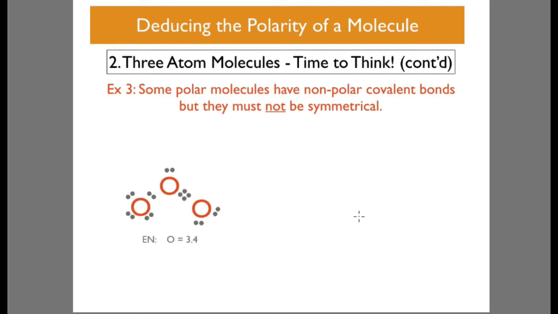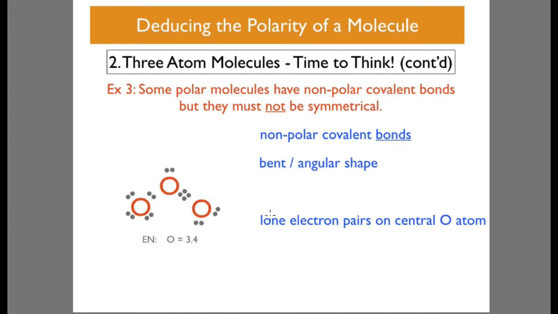Okay, some polar molecules have non-polar covalent bonds, but they must not be symmetrical. So we've got non-polar covalent bonds in this, obviously, because they're all oxygen, so they all have the same electronegativity. It's a bent angular shape, so it's not symmetrical. The lone electron pairs on the central oxygen atom here, and an overall dipole moment forms, okay, and it's facing this way.